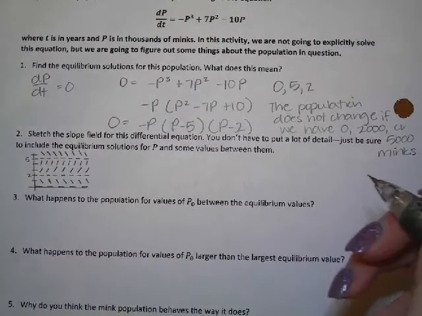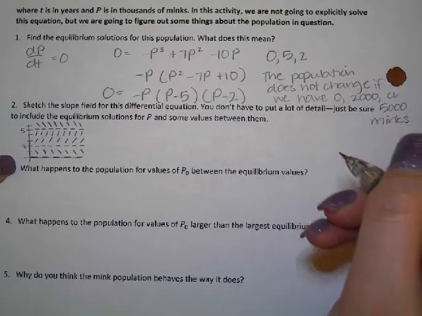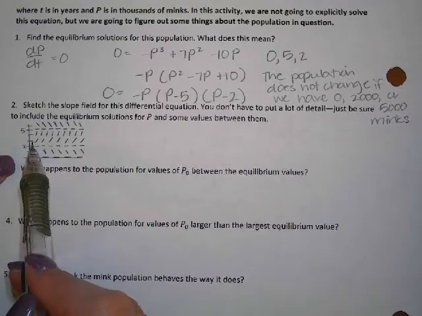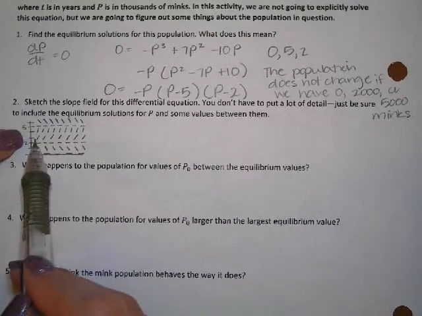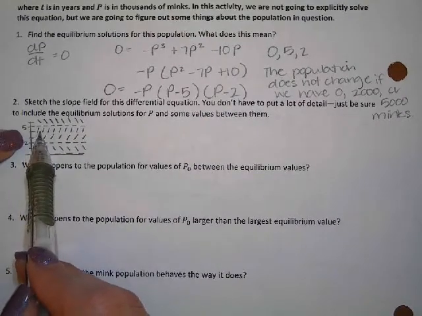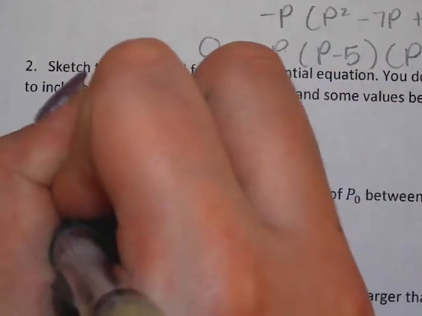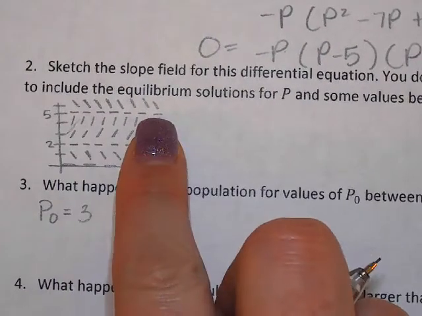All right, so there's our slope field. What happens to the populations for values of p sub 0 between the equilibrium values? So if we started with a population of 3,000 minks, and we started tracing that solution curve, what would happen over time? It increases. 3,000 would just straight up increase. Yeah, so it would increase to 5,000 and then it would level off, right?